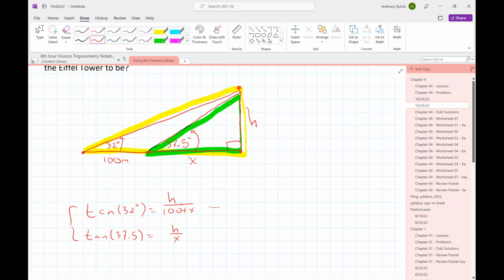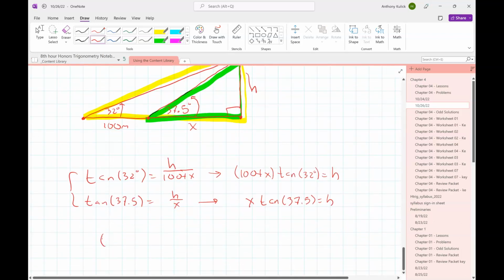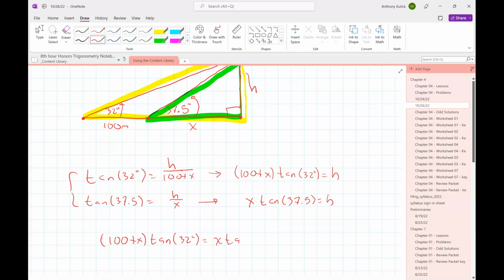What I would probably naturally want to do is to just get rid of the fraction. So I'd multiply both sides of the first equation by 100 plus x, and multiply both sides of the second equation by x, so that both of the two equations are equal to h. Since they're both equal to h, I can set them equal to one another. Everybody's cool with that?